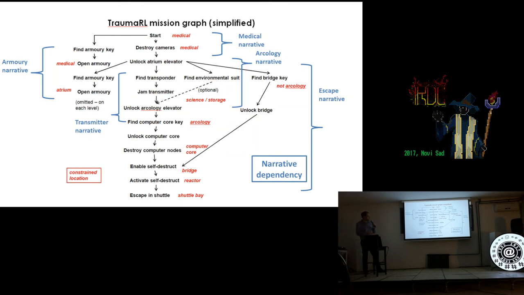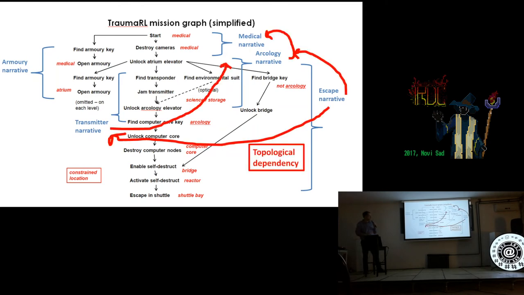Finally, once you've done all that, you've got the computer core reactor escape quest that I kind of referred to earlier. So within each quest, you've got a number of stages, but you can see there's a number of complicated dependencies between the quests as well. And a number of these are based on locking doors. So you can't do your escape narrative until you've unlocked the computer core, which is dependent on the arcology, which is dependent on the transmitter narrative. And you can't do any of that until you've got off the first medical level. It's kind of a subtle difference, but perhaps as I go on a little, you'll see why even unrelated quests, if we put them in the same place, can end up being dependent on each other.